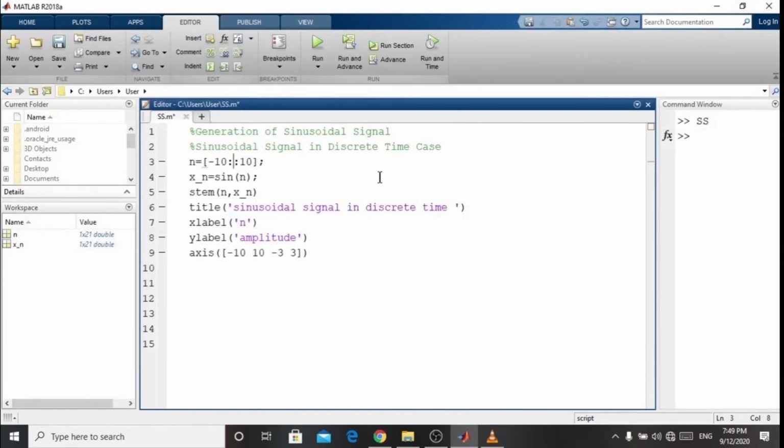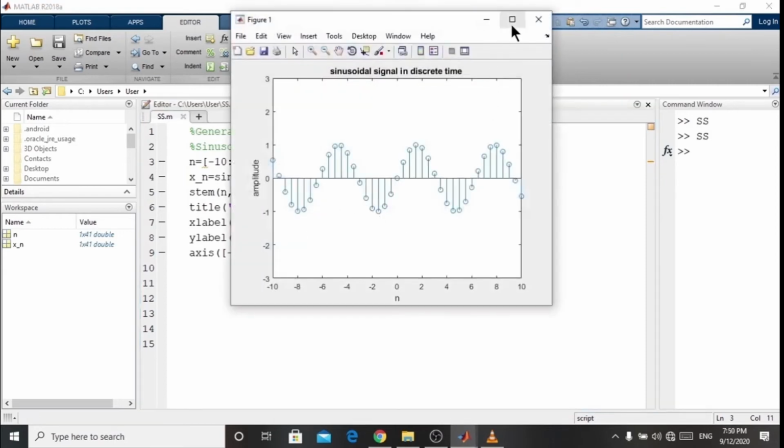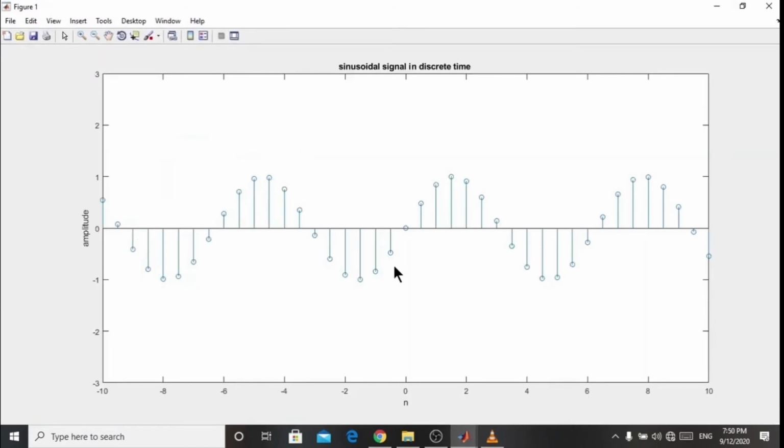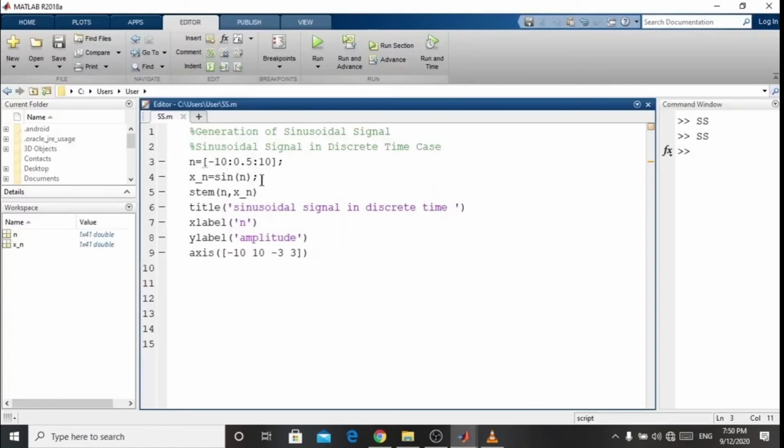For that I am going to change this 1 to 0.5 and run the code. Now let's observe how the graph will look like if we decrease the sampling period. Now we get more number of points, and now it will look like a sine wave. Okay, this sinusoidal signal has an amplitude of 1, angular frequency of unity, and phase angle is 0.